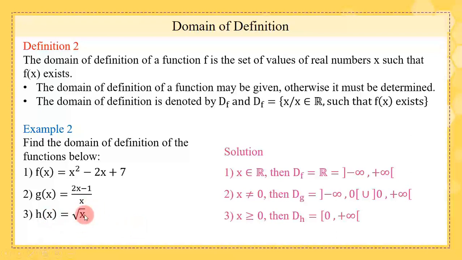3. Here we have an irrational function, radical x. This function is defined whenever the number under the radical is positive, greater than or equal to 0. So h of x is defined whenever x is greater than or equal to 0. So D of h equals closed 0 to plus infinity.